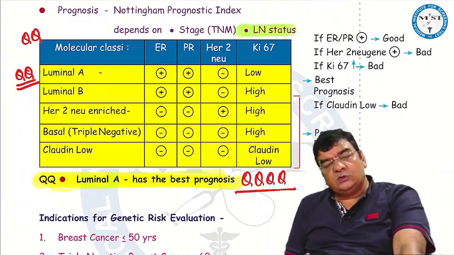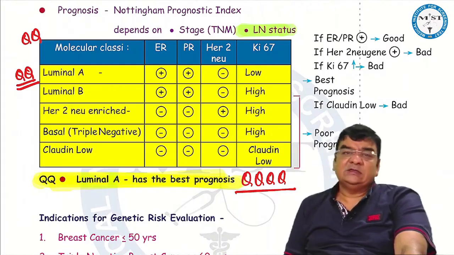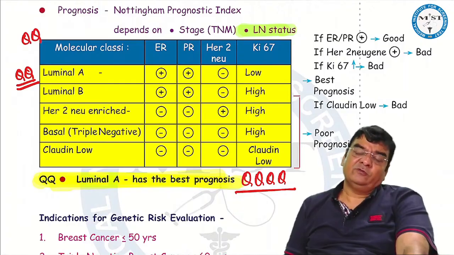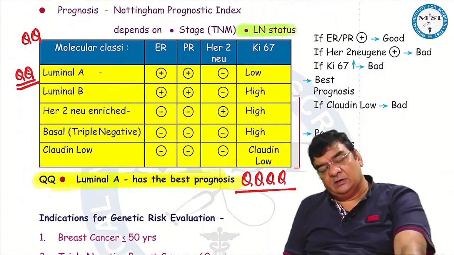If HER2/neu gene is present, then it's a bad gene. The cell proliferation rate is quite high, and this is a poor prognostic factor. Ki67 is a cellular proliferation marker. If the value of Ki67 is high, it is poor prognostic marker.